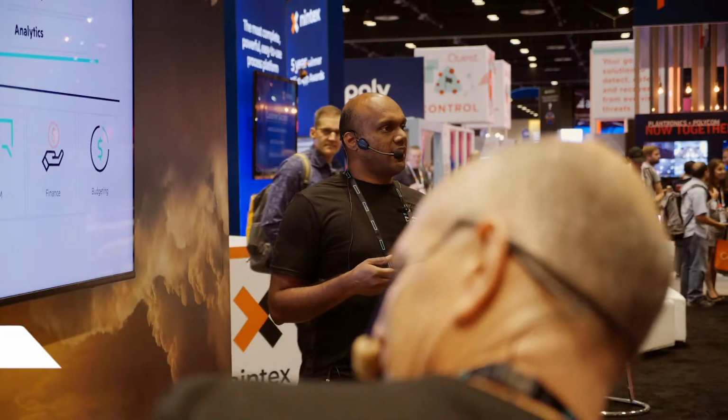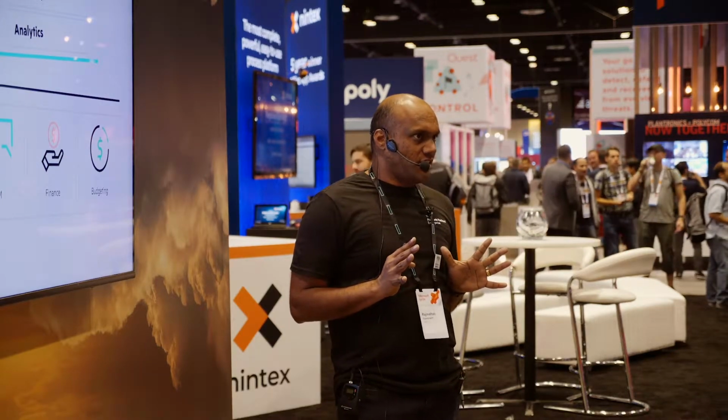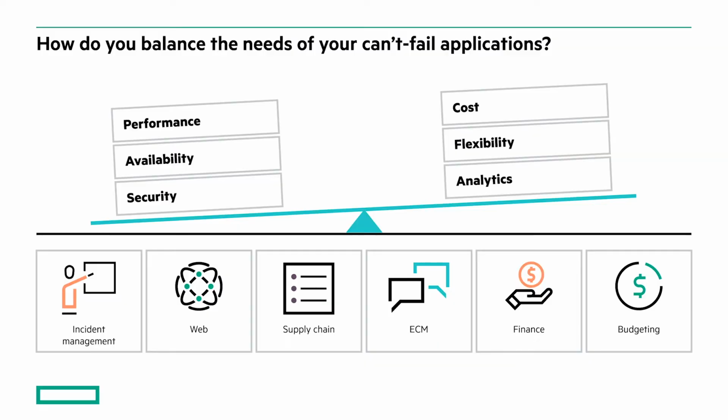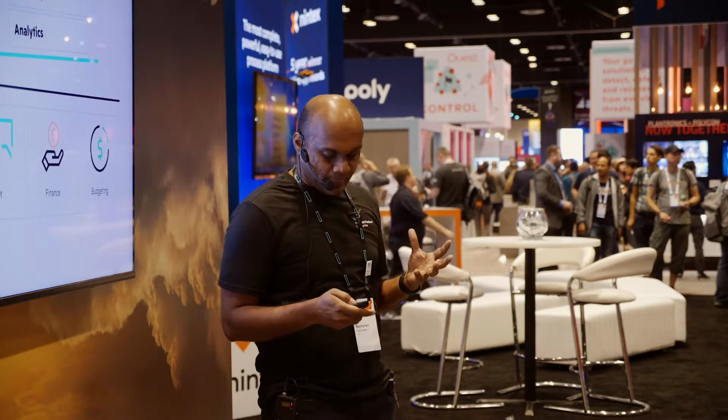So as an architect, when you design mission-critical applications, you want to design with performance in mind, high availability in mind, and security in mind. Unfortunately, your boss has a completely different idea. He wants to know how much it is going to cost, and how long it is going to last. Then he has some idea about, can I use this to get some money out of it by doing some analytics?